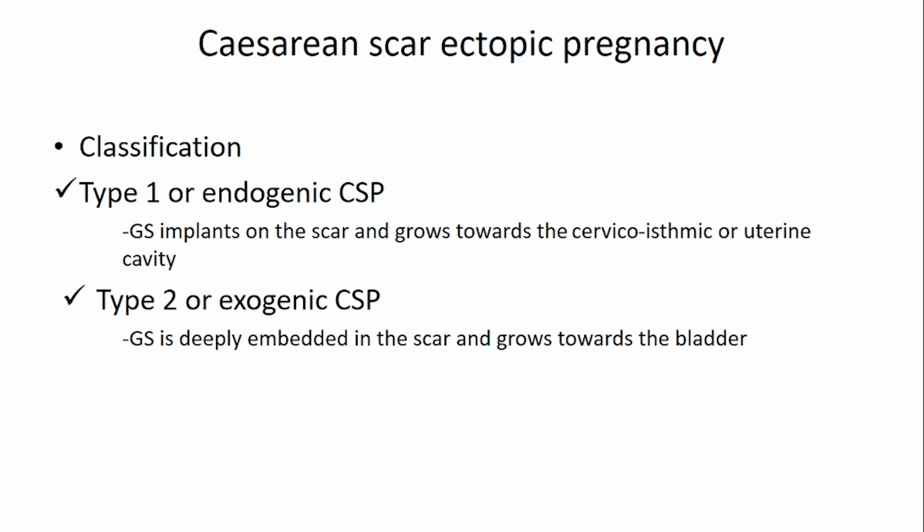Well, there are two types of scar ectopic. One is what we call endogenic, or type 1. This means the gestational sac implants on the scar and grows toward the cervix, cervical isthmus, or uterine cavity. In other words, the sac grows towards the uterine cavity or the cervix. The type 2, or exogenic, is where the implanted ectopic grows towards the bladder.